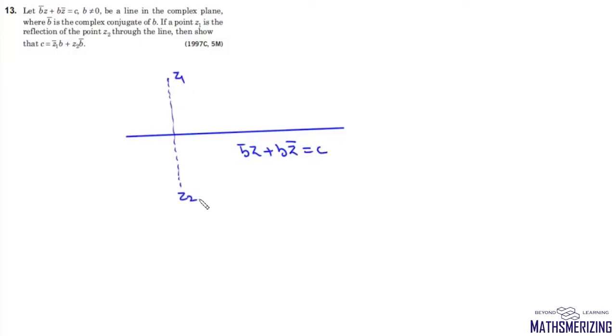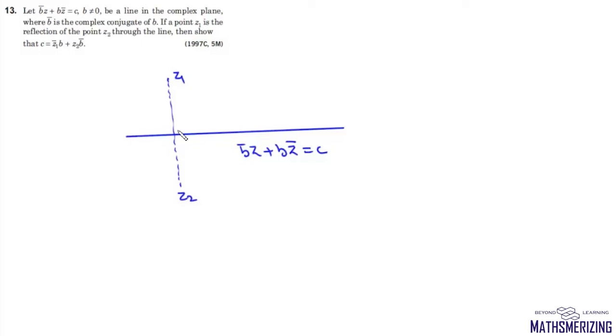Now here the question is, let B bar Z plus B Z bar equals C be a line in the complex plane. So we have a line, which is B bar Z plus B Z bar equals C. If a point Z1 is the reflection of point Z2 through the line, so we have 2 points Z1 and Z2, and Z1 is the reflection of Z2 in this line, then we need to show that C is equal to Z1 bar B plus Z2 B bar.